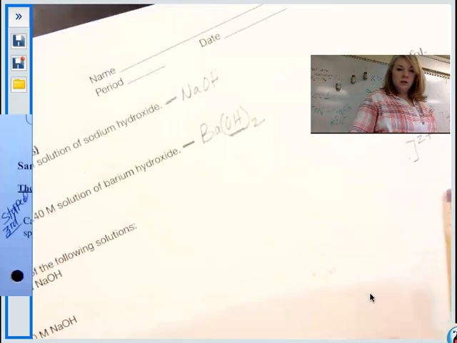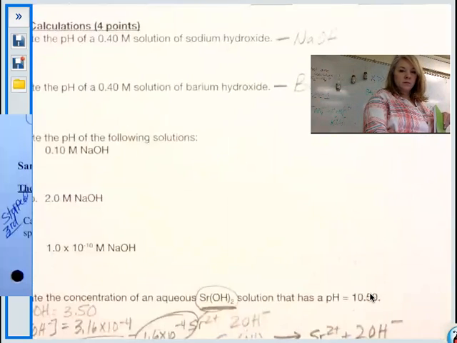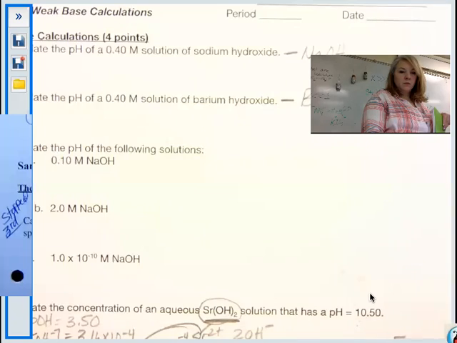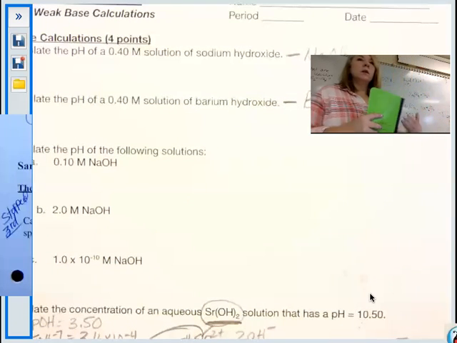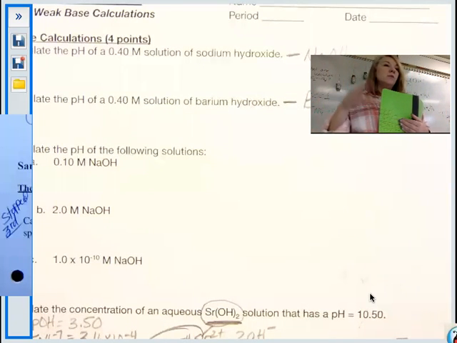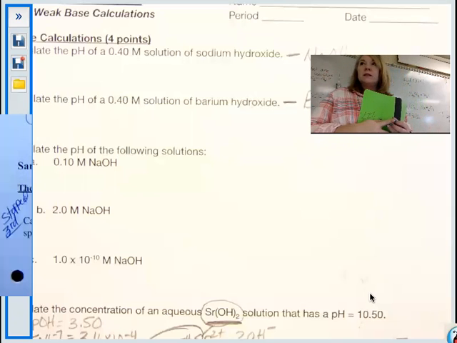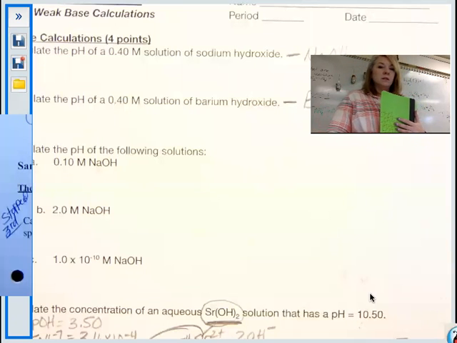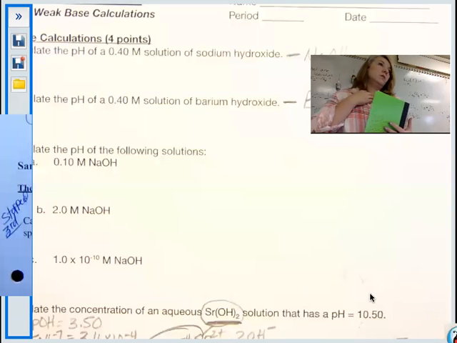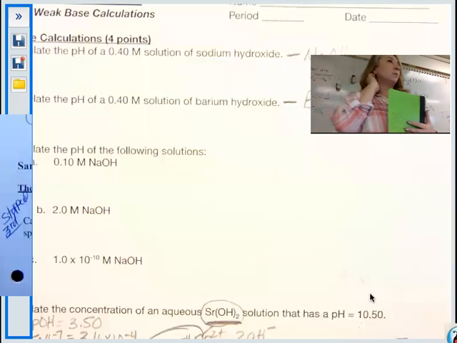So we take the negative log of the 0.8 because these are strong. Remember, you don't need a KB or a Ka with your strong acids and strong bases. You just plug it in. Good. And then find your pH from that.